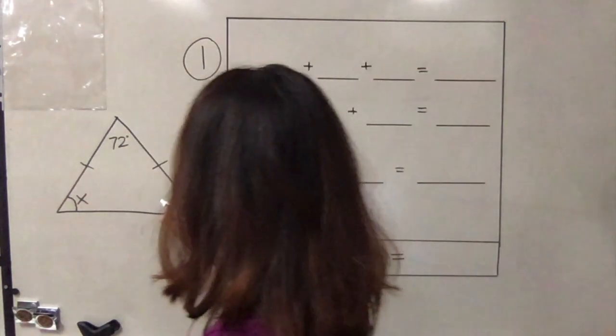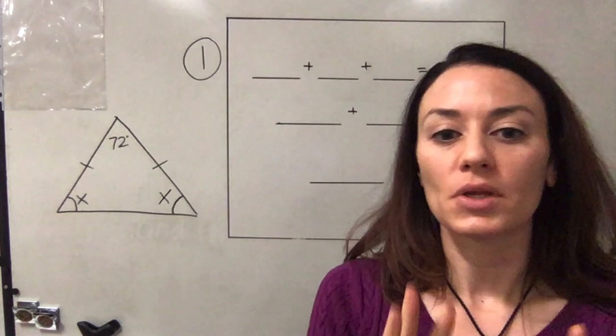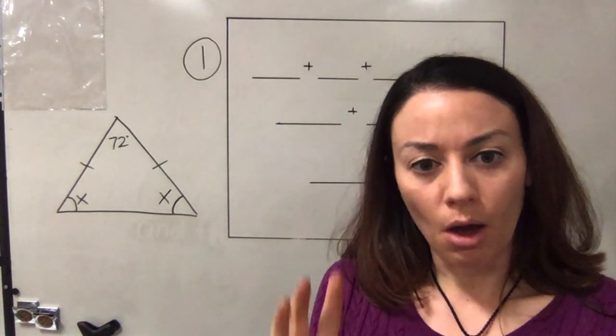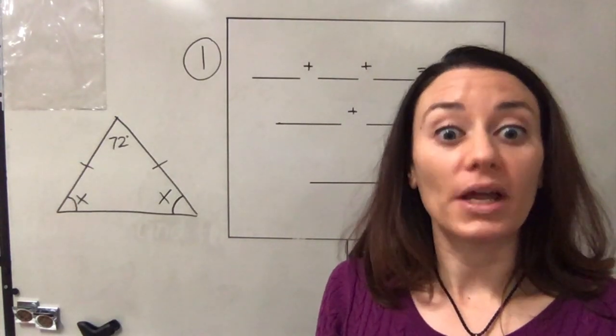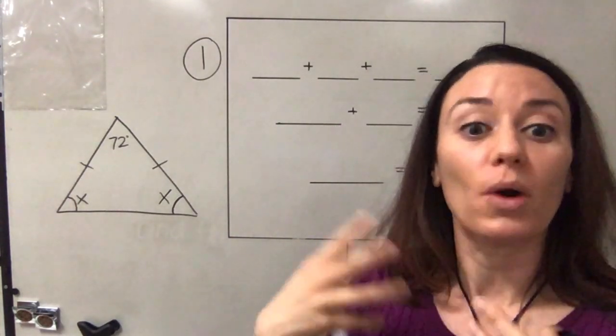Yes, it's going to be X. Okay, now we have all 3. Once we have all 3, what is the triangle sum theorem? They all add up to be what? 180, right? So now we can figure out what X is.